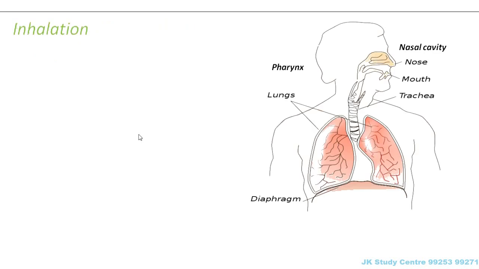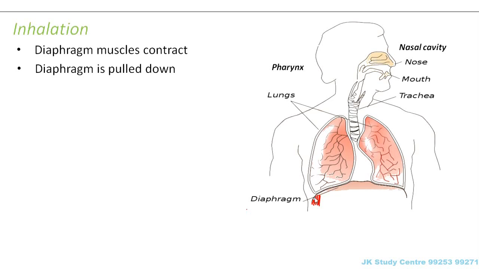So let us talk about inhalation. What happens during inhalation? That is when we take in air. The diaphragm muscles contract. Where are the diaphragm muscles? So this is the diaphragm. So here we have some muscles. Now these muscles actually contract. So what will happen when they contract? They will come closer to each other. As a result, what will happen to the diaphragm? The diaphragm will be pulled down.